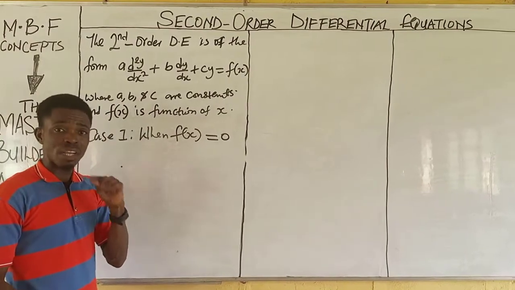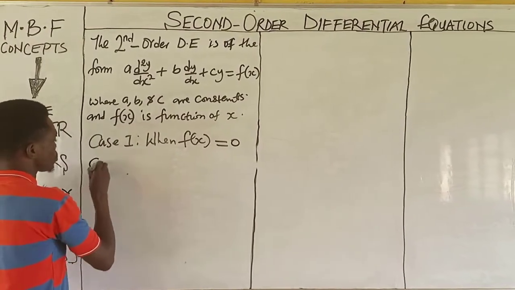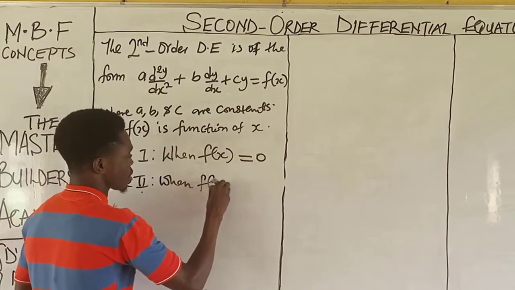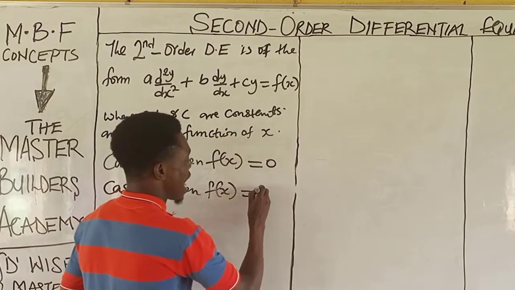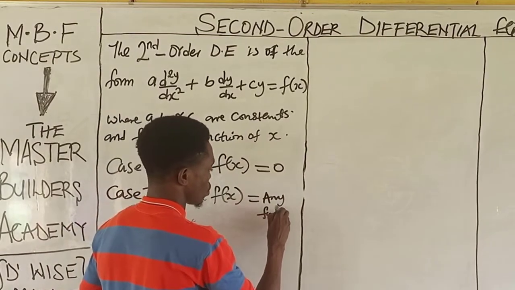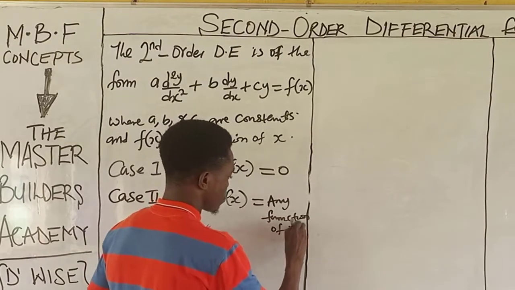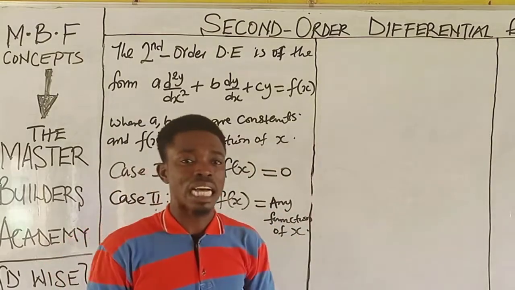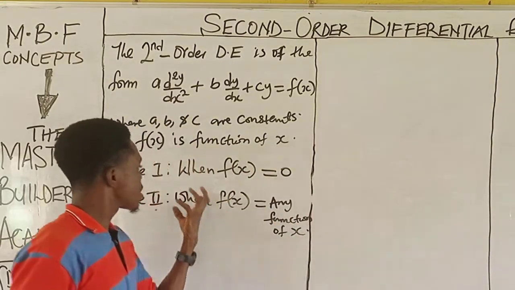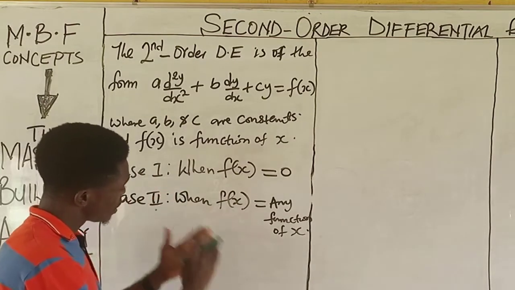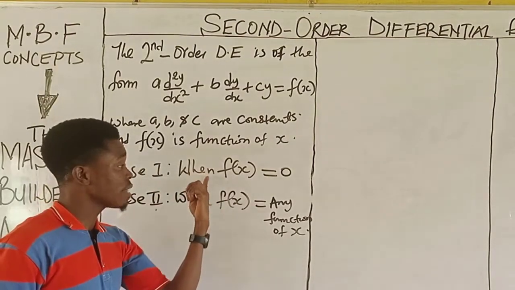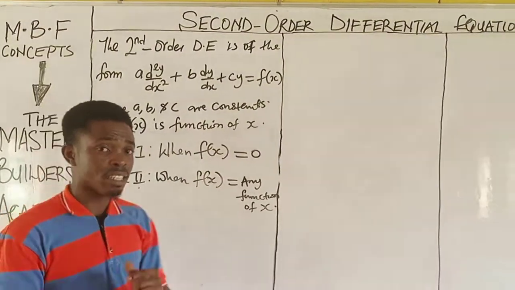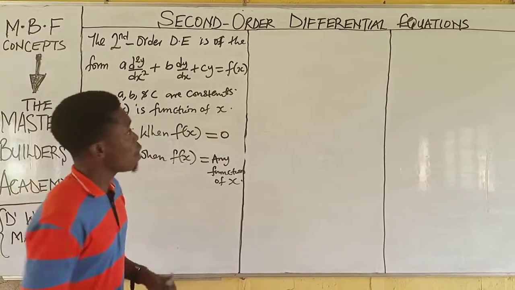Like I said, we have two cases. Case 2 is when f of x is equal to any function of x. So these are the two cases that we are going to be looking at when dealing with second order differential equations: case 1 and case 2. Now we are going to start from the very first case, which is case 1.